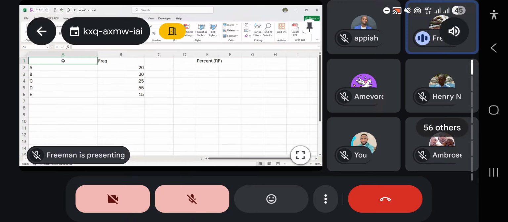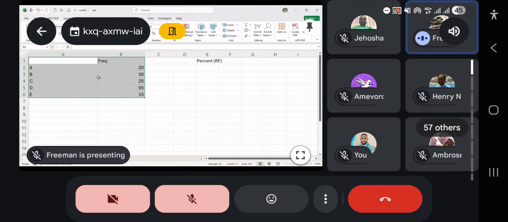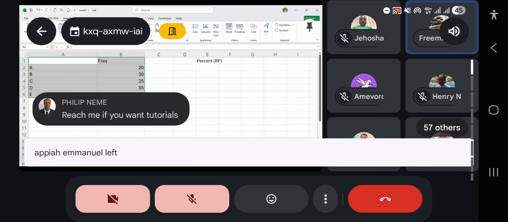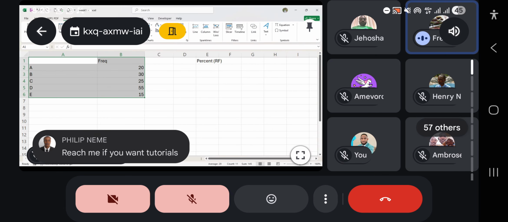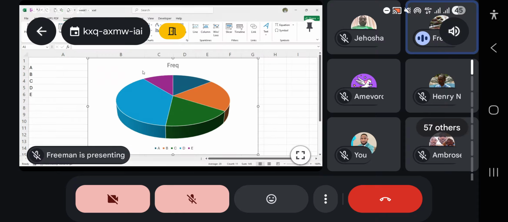just select from here to the frequency, the last variable and its corresponding frequency. Once you do that, go to the top here. This is in Excel. Look for Insert and come to the charts window. We have the charts here. The pie chart is just here. Click on the drop down arrow and select your pie chart.